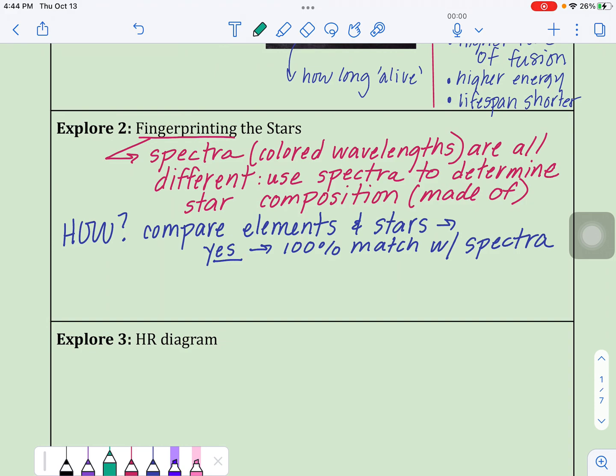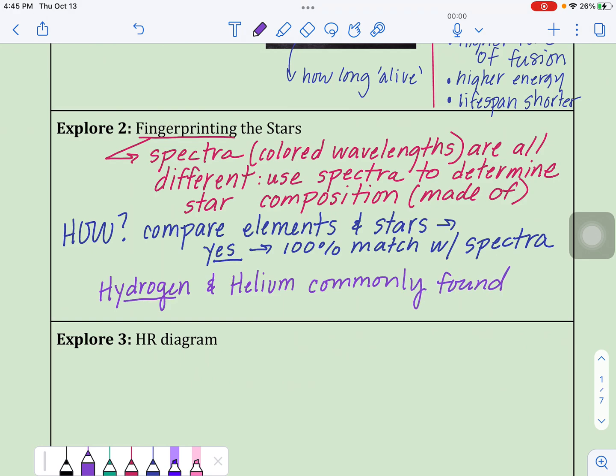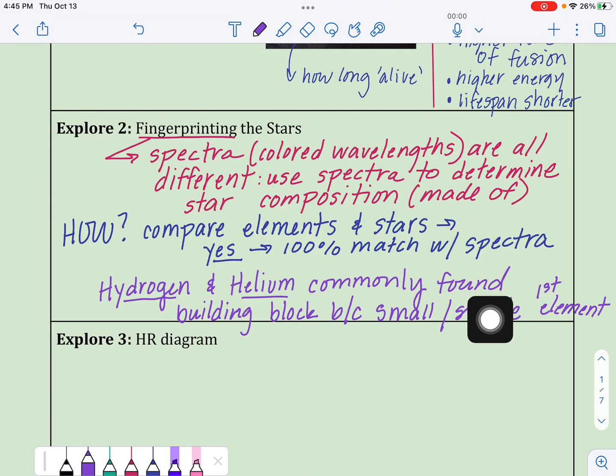And as you were going through that activity, you likely saw a couple elements that seemed like common matches with the star spectra. We should have noticed that both hydrogen and helium were commonly found in stars. And that's because of what we know about those two elements. They are what we referred to last unit as building blocks, right? They're building block elements because they're so small and simple. They're created with just a few atomic particles. So they were some of the first elements to ever exist, and therefore the most common elements that still exist today in the universe. And because of that, they're found in just about every star that exists and are the main ingredient in stars being essentially born or becoming stars.